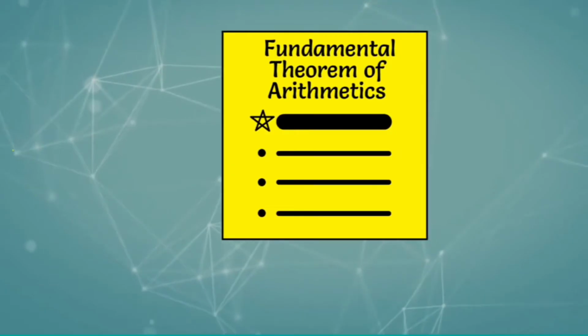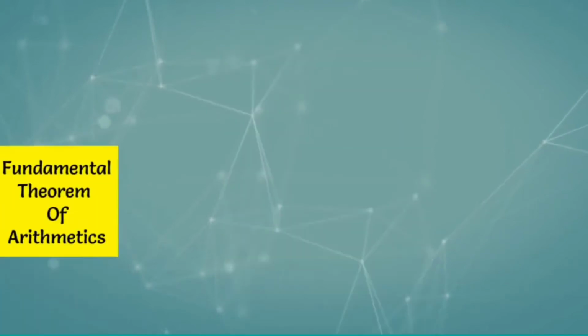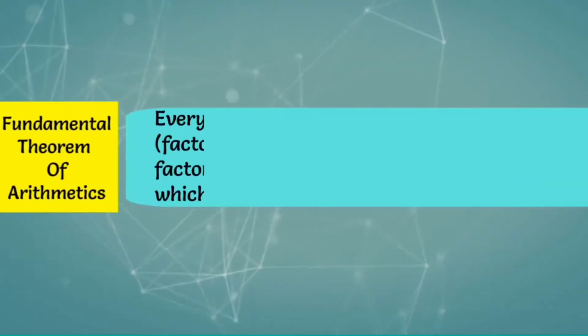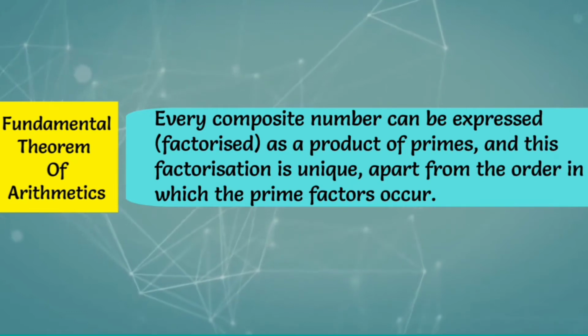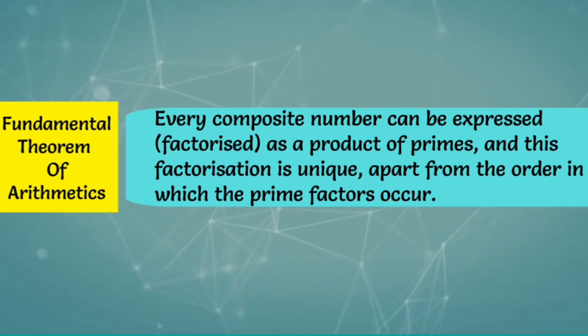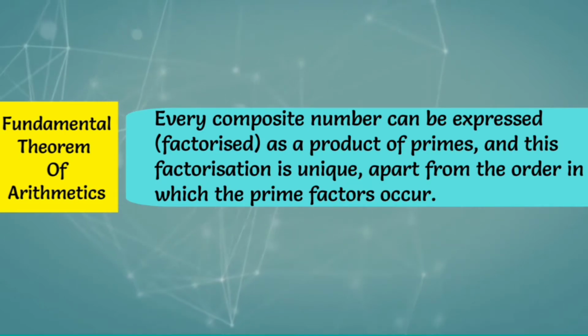Next, we shall revise the fundamental theorem of arithmetic. It states that every composite number can be expressed or factorized as the product of primes, and this factorization is unique apart from the order in which the prime factors occur.